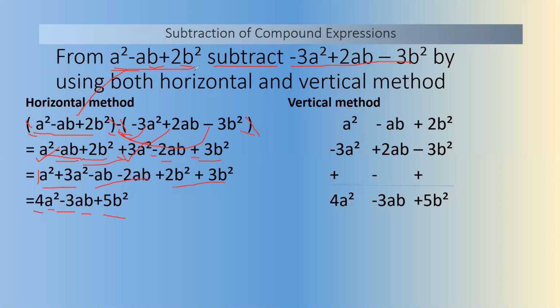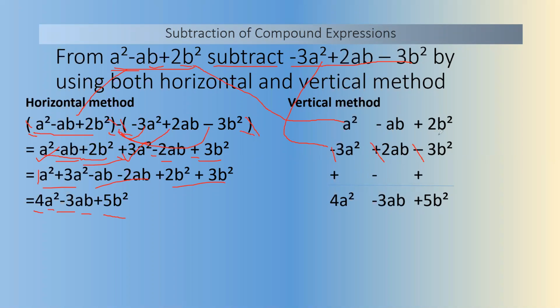Now how can we solve this question vertically? Students, in the vertical method, again we first write down the expression written with from, and then the next expression is written. Then you have to leave one line for the sign change. For the second expression, minus becomes plus, plus becomes minus, minus becomes plus. Now you have to consider these signs for the second expression.